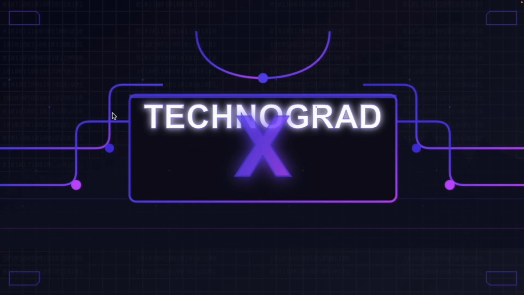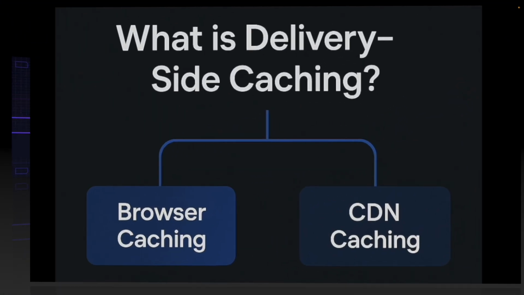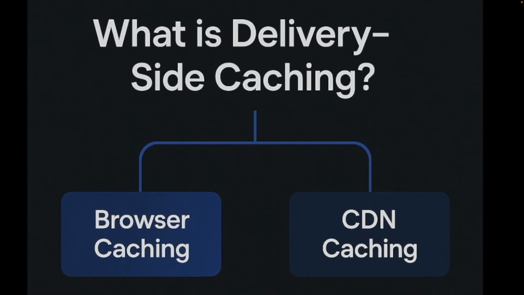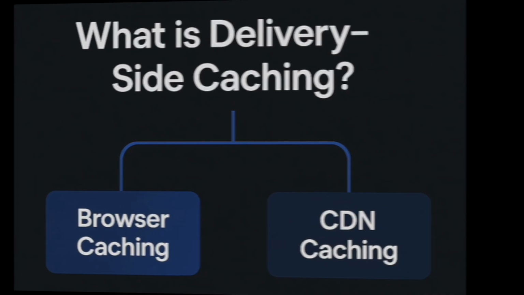So without wasting any more time, let's jump into this. Browser and CDN caching together form what I call the delivery side caching layer. This is the layer responsible for getting content from the server to you as fast as possible. Now let's break it down.